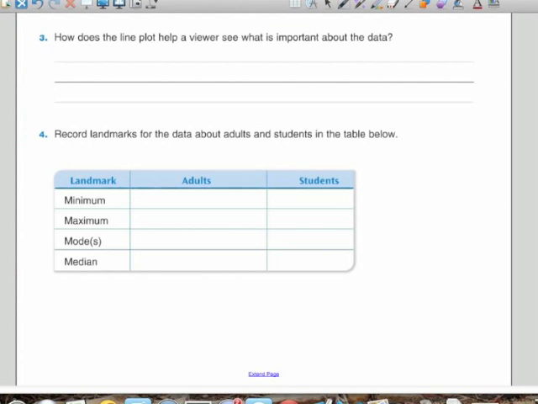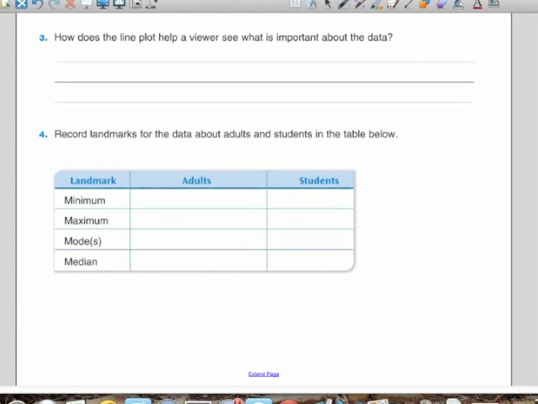And then on the next page, or down on the page, it's going to ask you how does the line plot help, that's the same one. On the next page, it says number 4, record the landmarks for the data about the adults and students in the table below. So minimum, maximum, mode, median, we already found together. You just need to record them here. And then you need to find on your own those for the adults data. Okay? This page will be checked. So when you get done with it, please raise your hand.